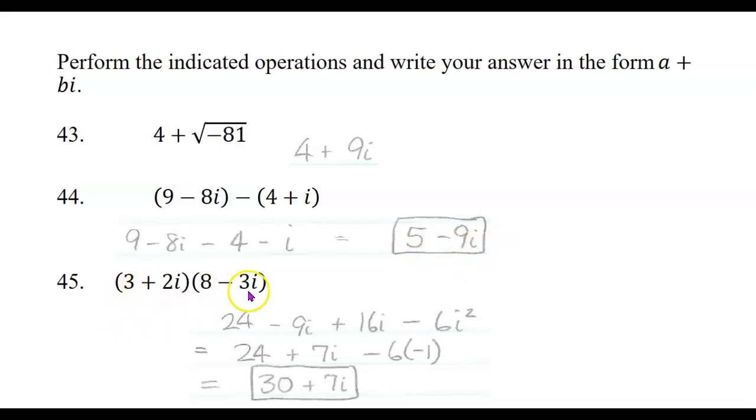And number 45, we are multiplying. So if you use the FOIL method to multiply this out, 3 times 8 is 24. On the outside, 3 times minus 3i is minus 9i. On the inside, we get plus 16i. And last, we get minus 6i squared. But whenever you see i squared, that would just be -1. So we have 24. The i terms combine into plus 7i, and then minus a 6 times a -1 would be plus 6. Then the 24 plus the 6 would be 30. So our final answer is 30 plus 7i.